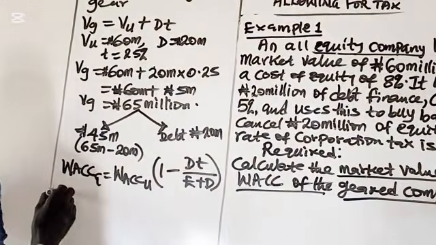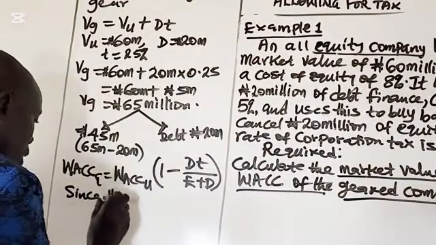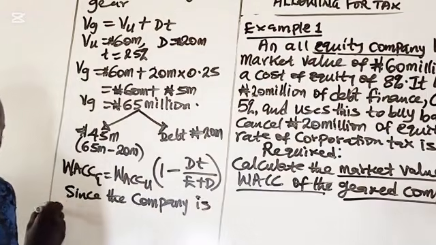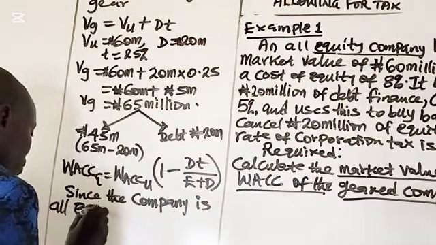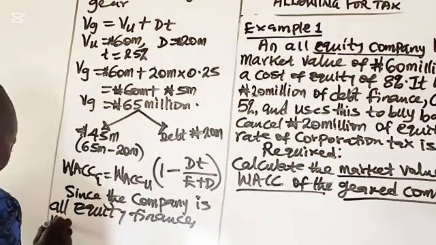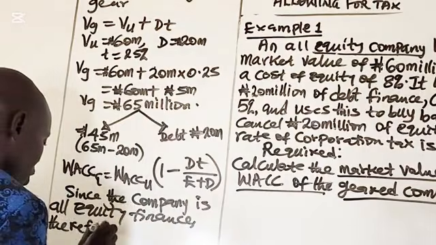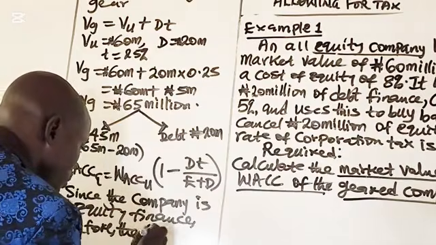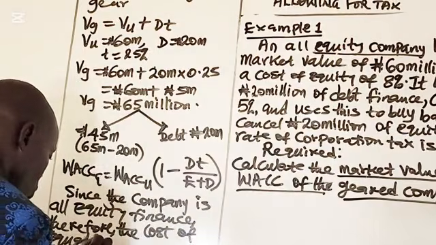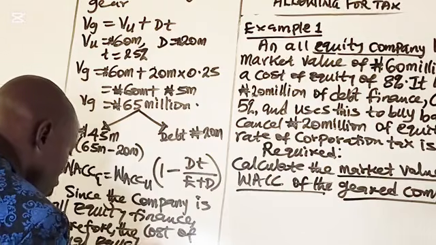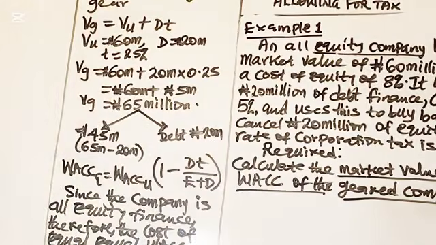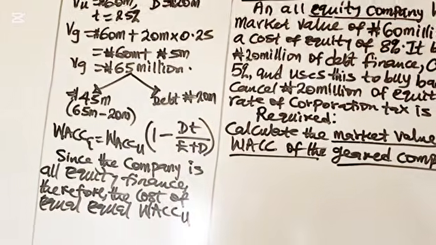Since the company is all equity finance, therefore the cost of equity equals WACC of ungeared company. The only source of finance is equity.